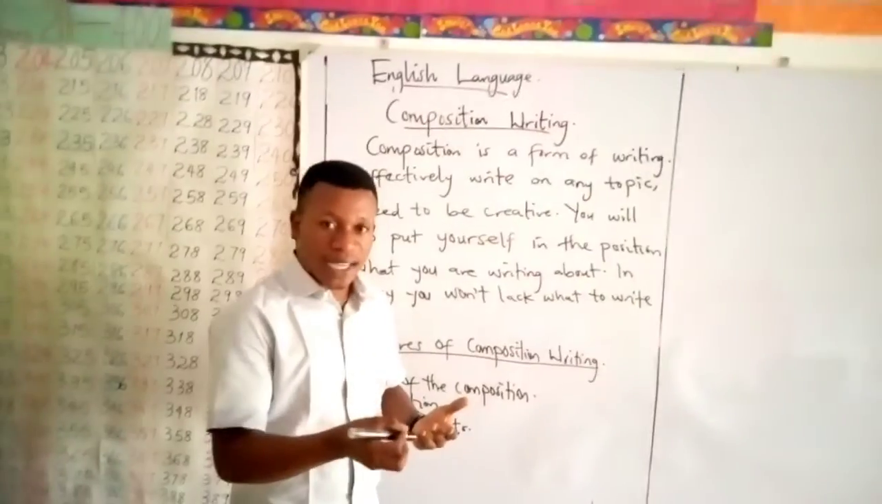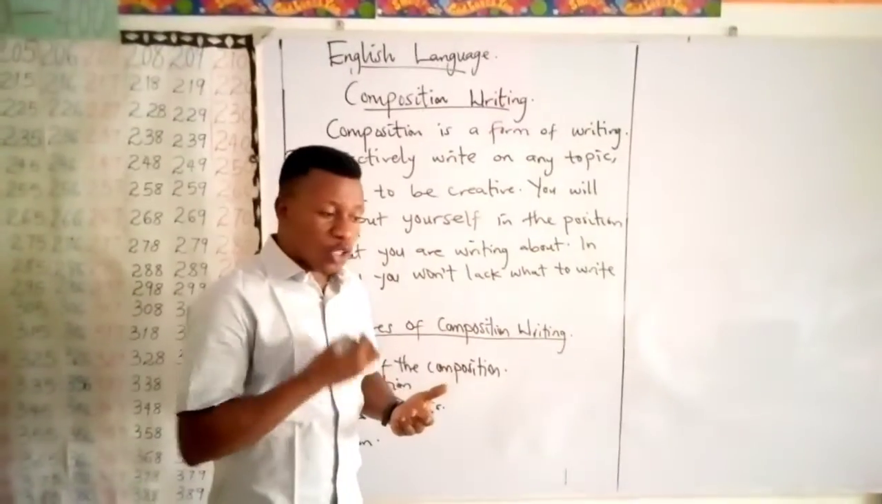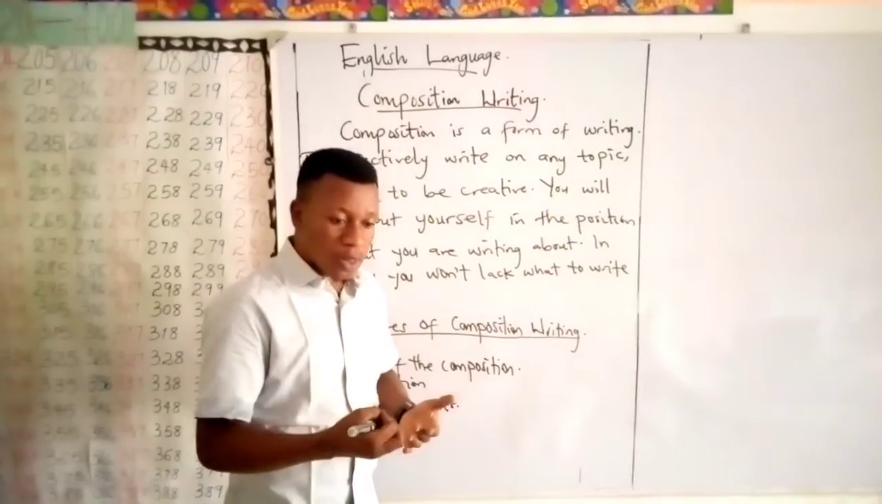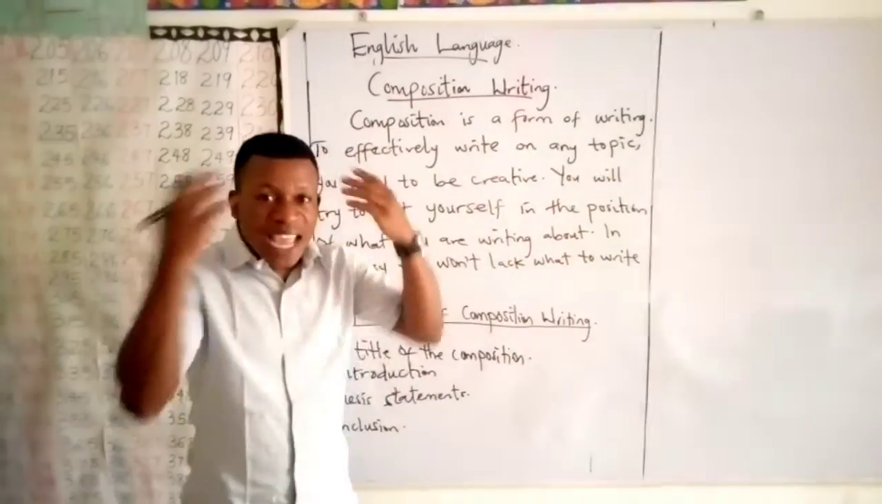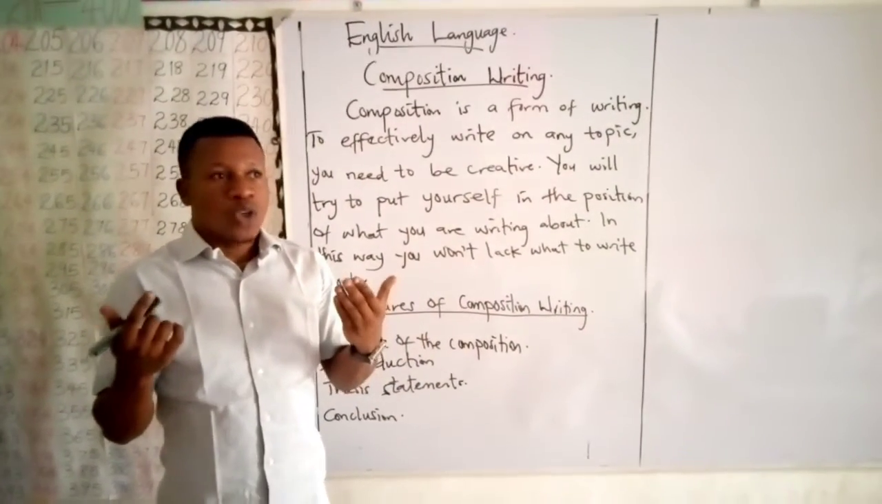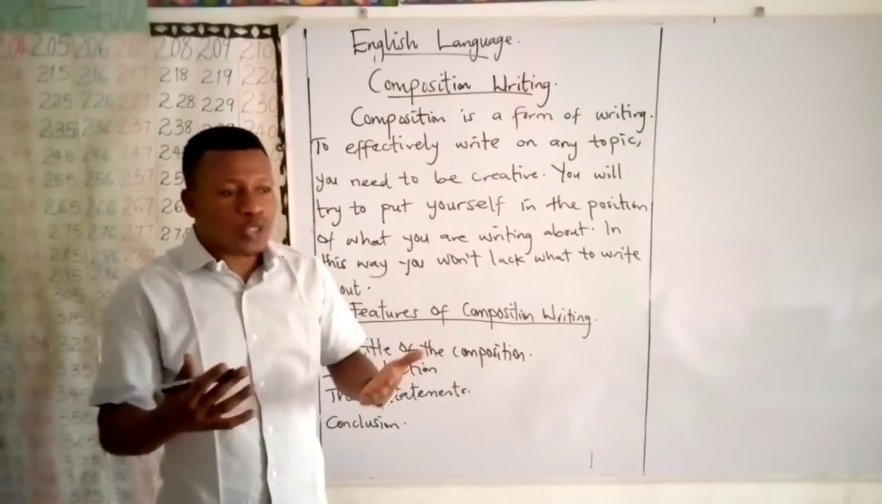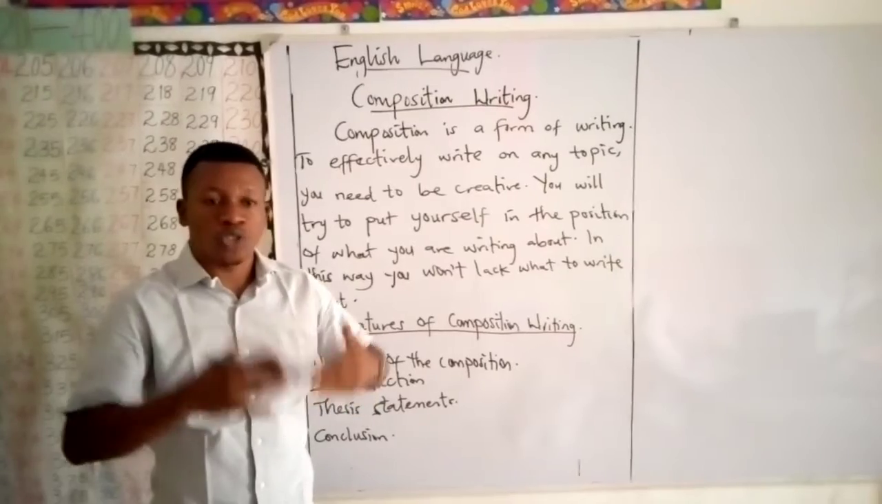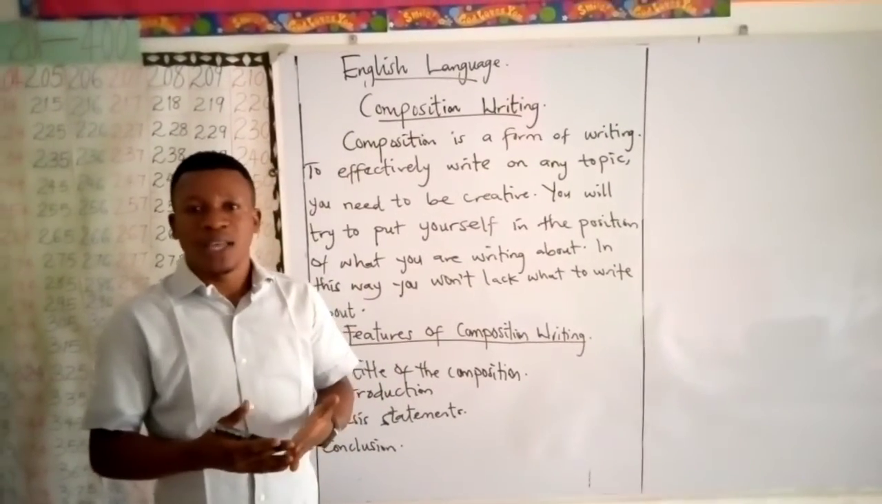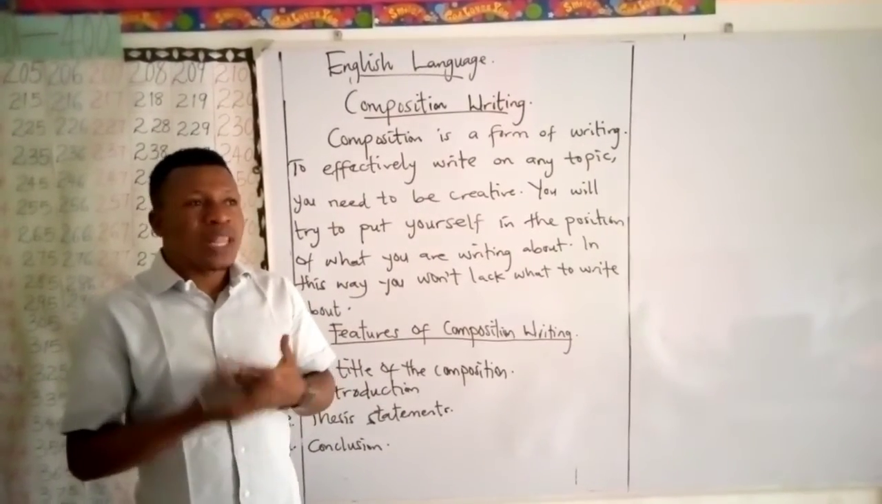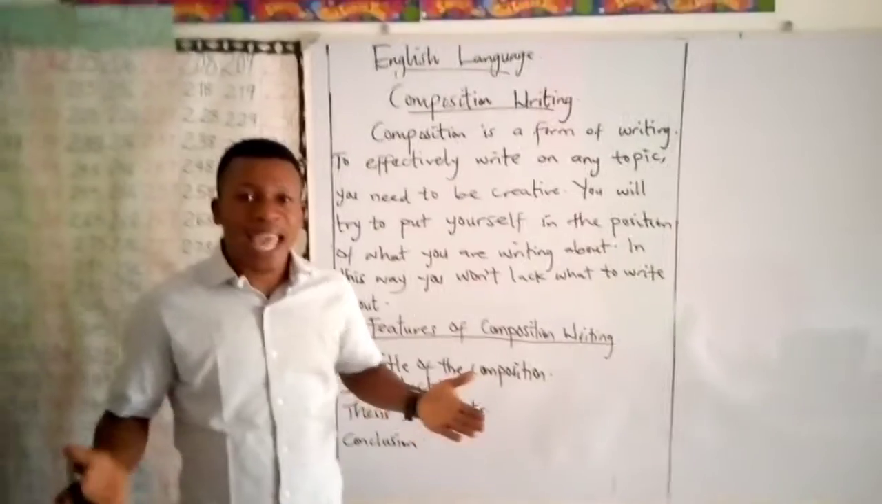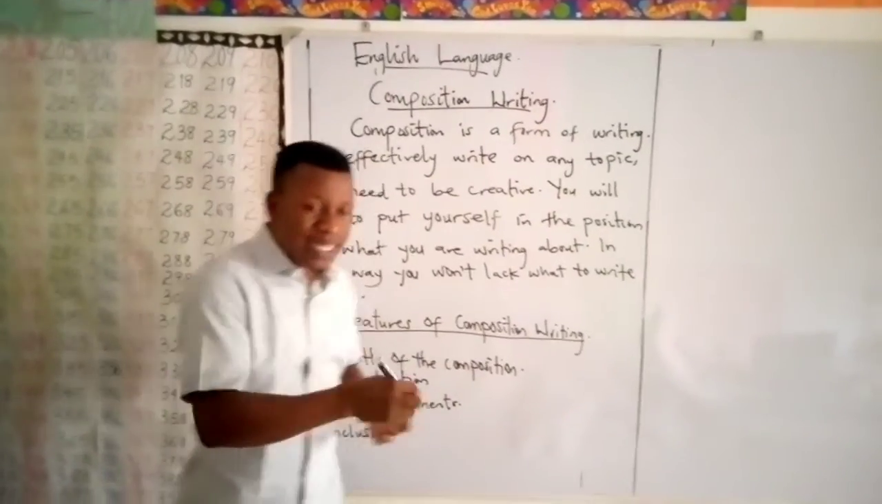How do you write? For you to be able to write well, you have to be creative. You have to put yourself in the position of what you're trying to write about. In that way, you won't lack what you're trying to say or what you're trying to put down.